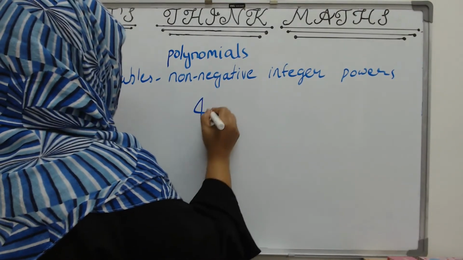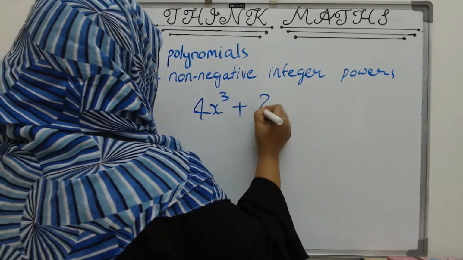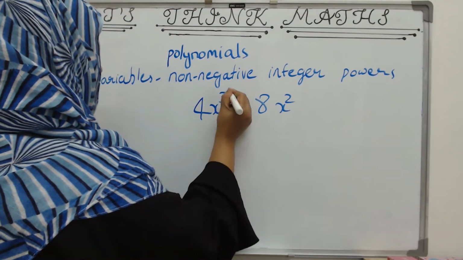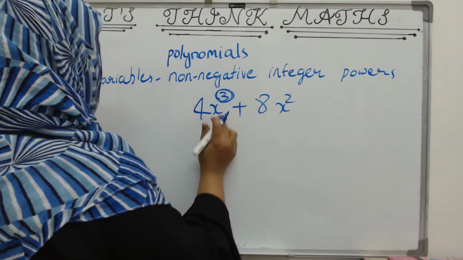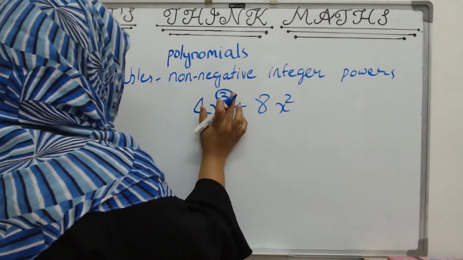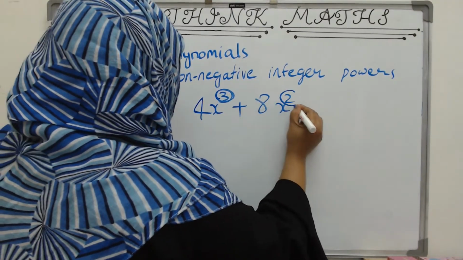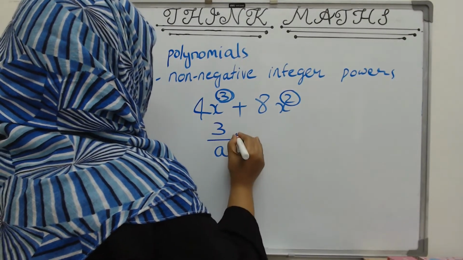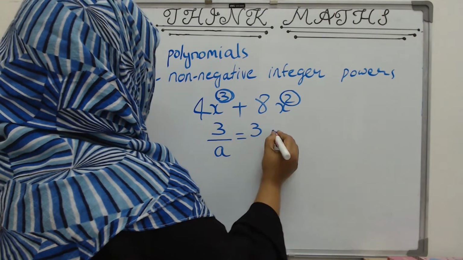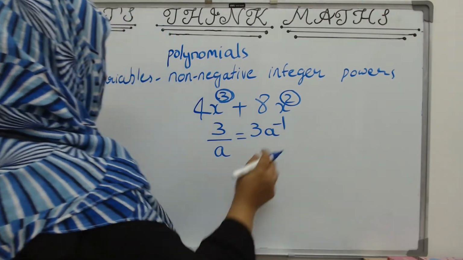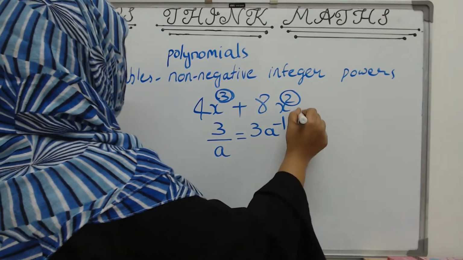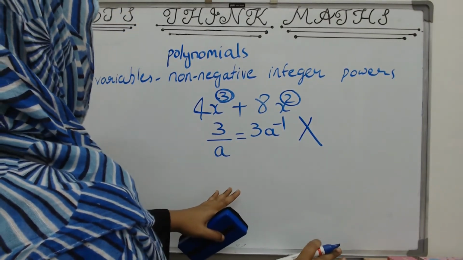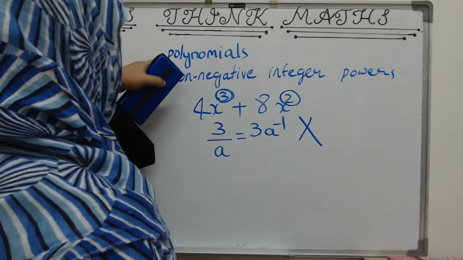See 4x cube plus 8x square. This is fine. Why? Because look at the power of the variable. The power of the variable is a non-negative integer. Here also a non-negative integer. But now here look, what is this? So here it has a negative integer. So this is not a polynomial. It is still an algebraic expression. That's fine, but not a polynomial.